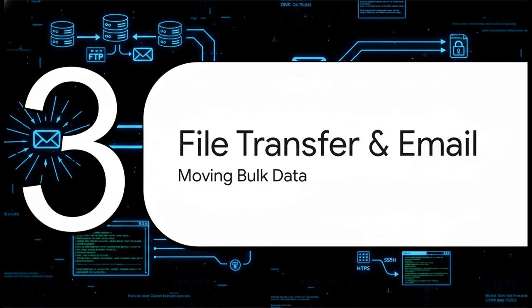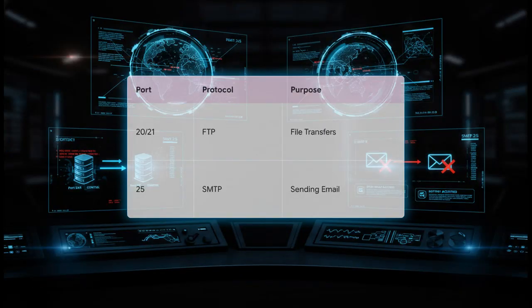Now for Section 3, File Transfer and Email. It's absolutely crucial to understand where these legacy systems fail us. Take FTP, for example, running on ports 20 and 21. Port 21 handles the control commands, and port 20 moves the actual file data. But, and this is a huge but, it's all plain text, making it highly insecure.